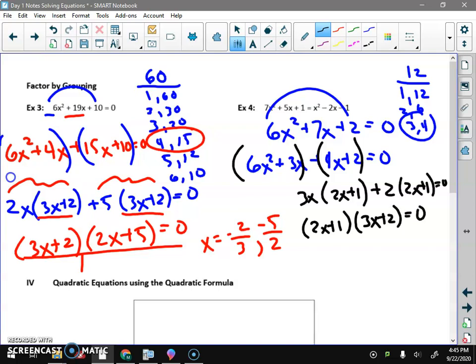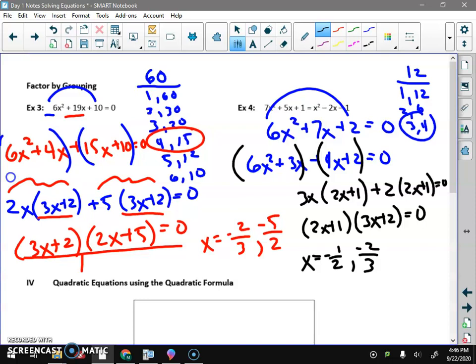And again, might not be the way you did it, but you should be comfortable with doing that. Tee it up if you want to. Subtract 1, divide by 2, negative 1/2. Be good at that. Subtract 2, divide by 3, negative 2/3. There's our two solutions, factor by grouping.